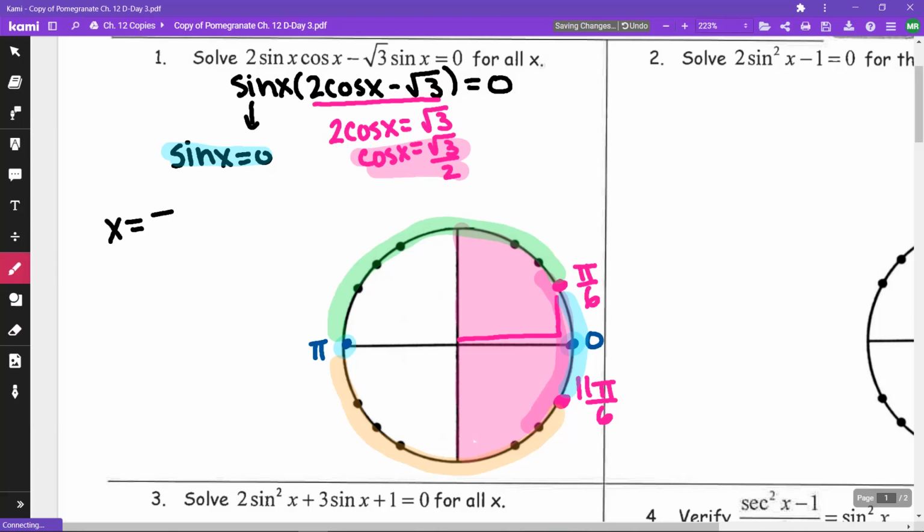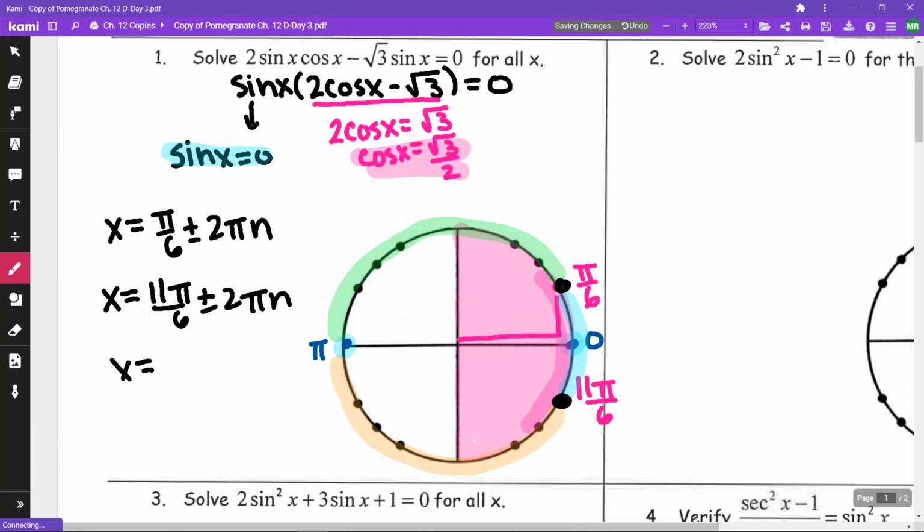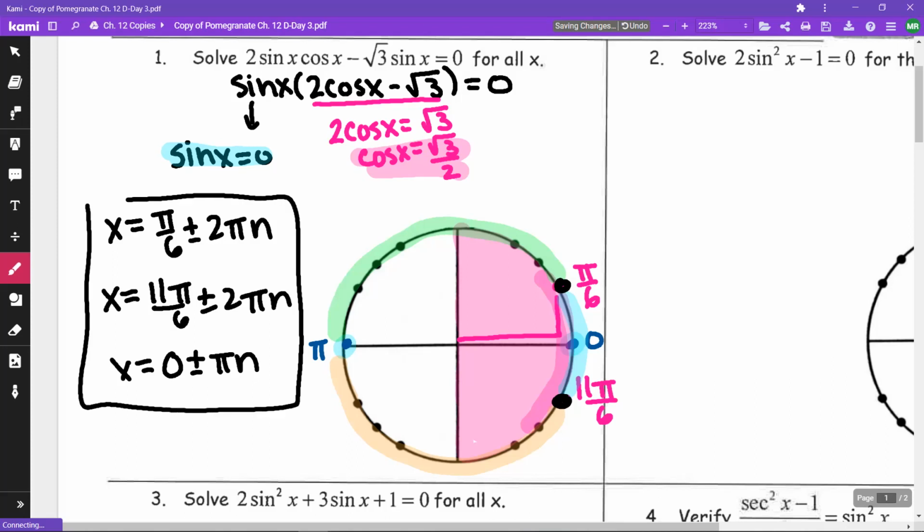One of them is going to be pi 6 plus or minus 2 pi n, which is going to get me to here going forwards and backwards around the unit circle. I'm also going to have x is equal to 11 pi 6 plus or minus 2 pi n, and that's to get me back and forth to this spot. And then I am going to have my 0 and my pi. Now my 0 and my pi, I can go from 0 and add and subtract pi and go back and forth. So those ones I can write in a simplified form. And those are going to be my answers.